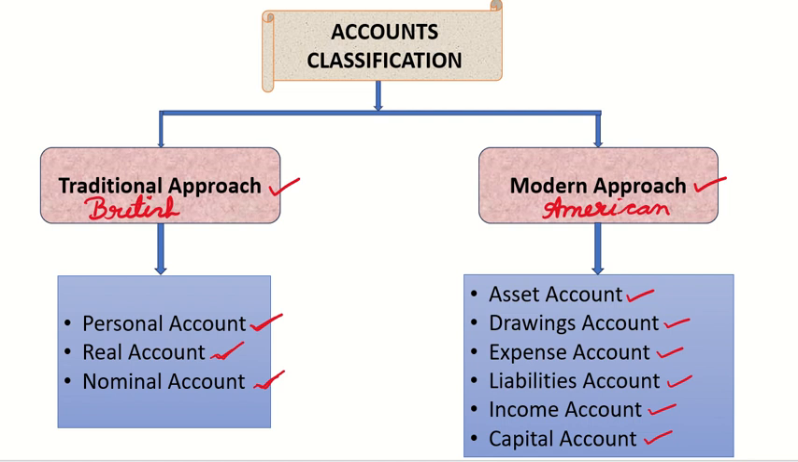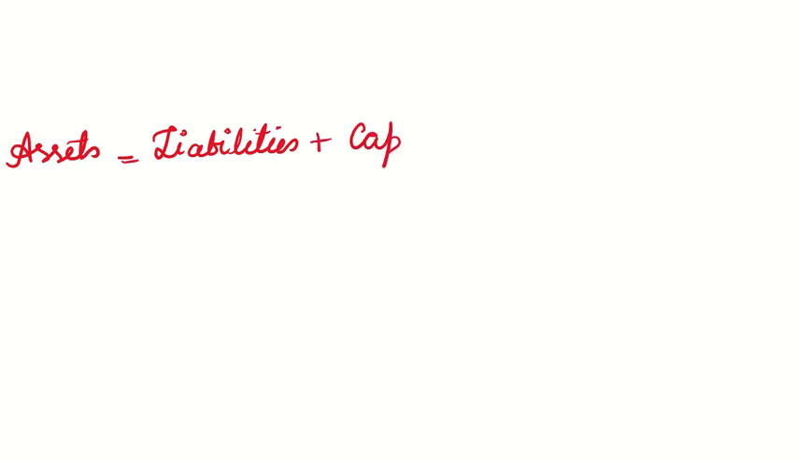Okay. Now, in today's video, we will see in detail the rules of modern approach. Now, under the modern approach, we follow the accounting equation. Thus, it is also known as the accounting equation approach. Now, we'll see what the equation here is. So, the equation here is assets is equals to liabilities plus capital. Now, capital is also known as the owner's equity.